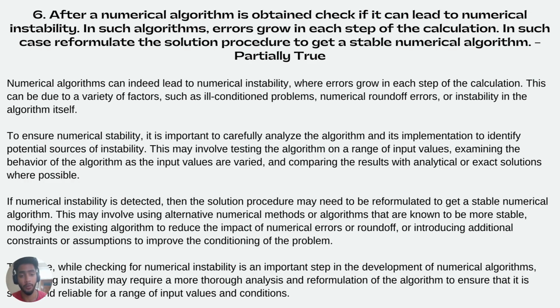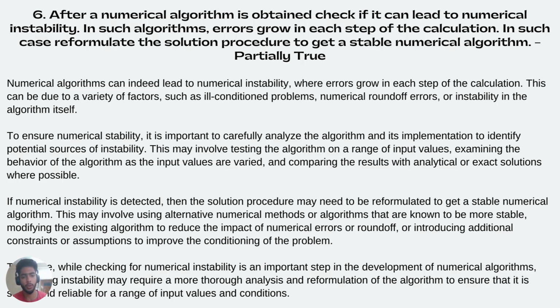In order to ensure numerical stability, it is really important to carefully analyze the algorithm and its implementation to identify potential sources of instability. This may involve testing the algorithm on a range of input values, examining the behavior of the algorithm as the input values are varied, and comparing the results with analytical or exact solutions wherever possible. If we detect some numerical instability, then the solution procedure may need to be reformulated so that we can get a more stable numerical algorithm and our answers may be more accurate.